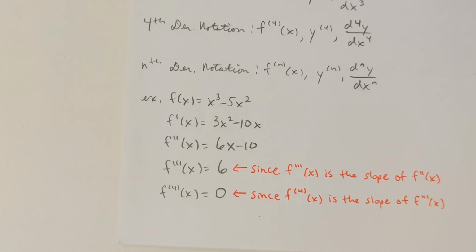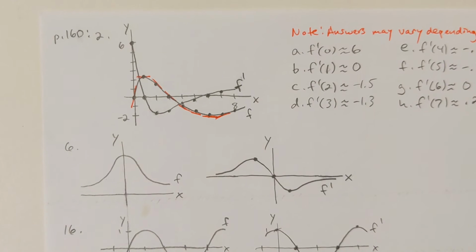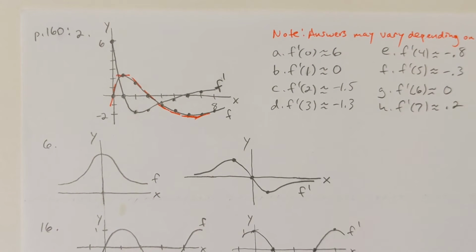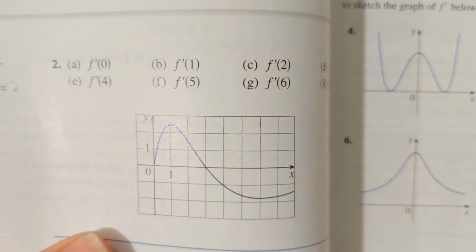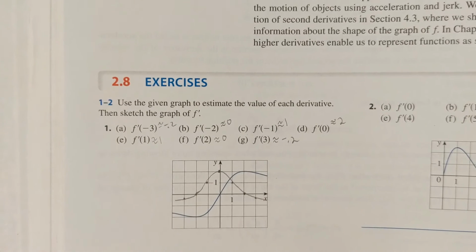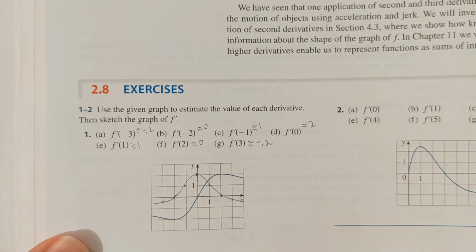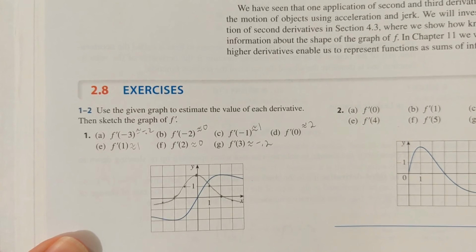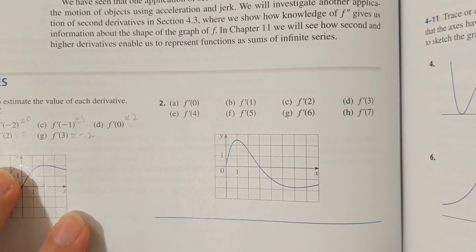Let's take a look at some problems in the book here. Maybe we'll just do one in this video. So problem number 2 on page 160 is a good problem that I want us to work through. In these problems, we are going to use the given graph to estimate the value of each derivative, and then we're going to sketch the graph of f prime.